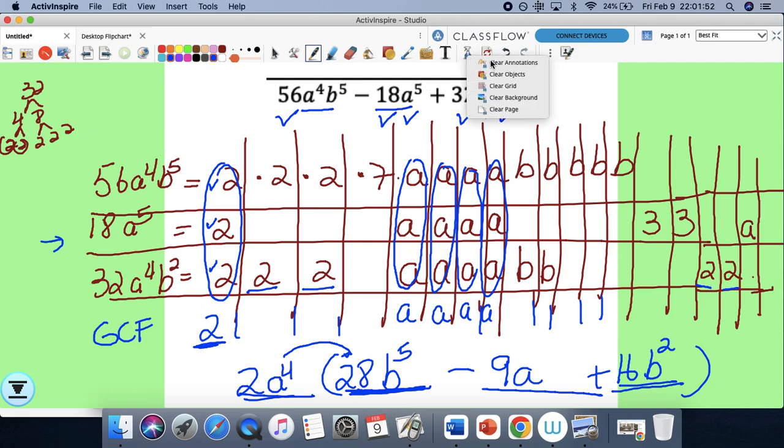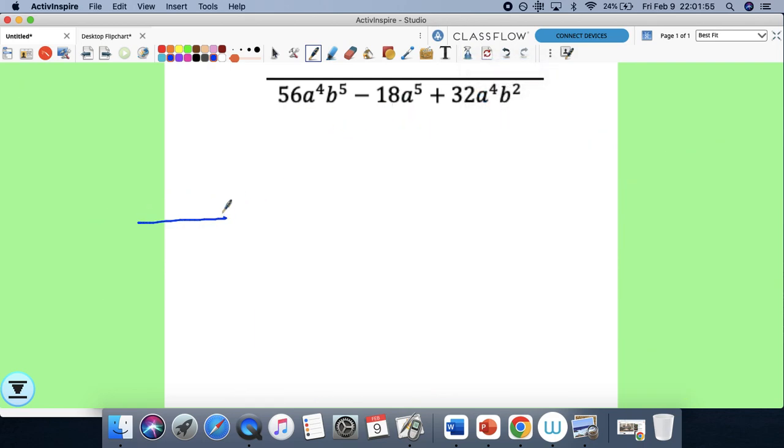Okay. Now, if you don't like the method, you could have just sort of figured it out, right? So, the greatest common factor between 56, 18, and 32 was 2. Look at the variables. What do they each share? Well, they each share a's. What's the highest number of a's that they each share? Well, there's 4 a's here, there's 5 a's here, there's 4 a's. So everybody has at least 4 a's, so a to the 4th power. Do they share b's? No. The middle term has no b, so we can't pull that out.